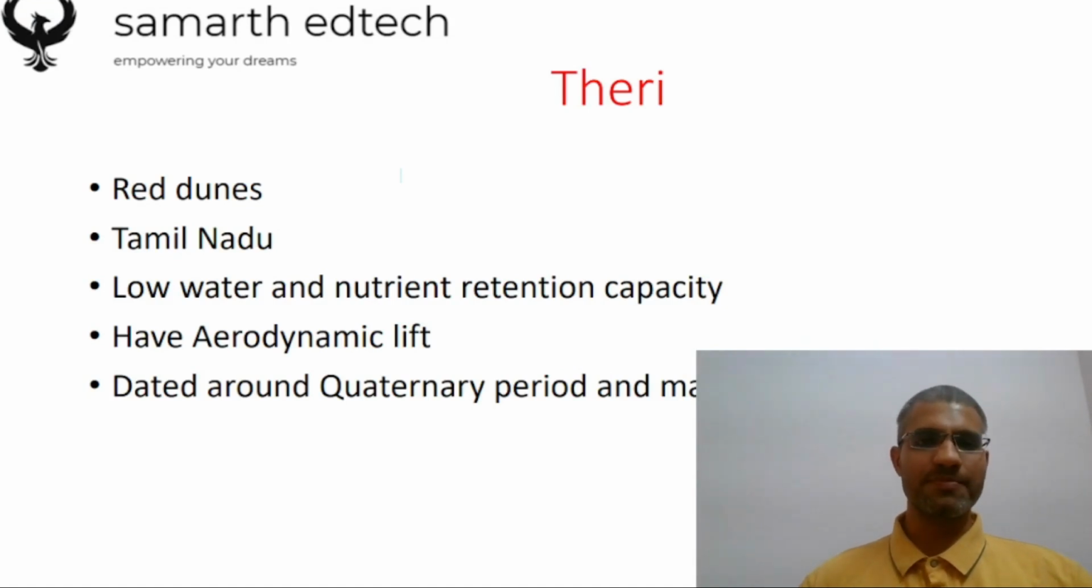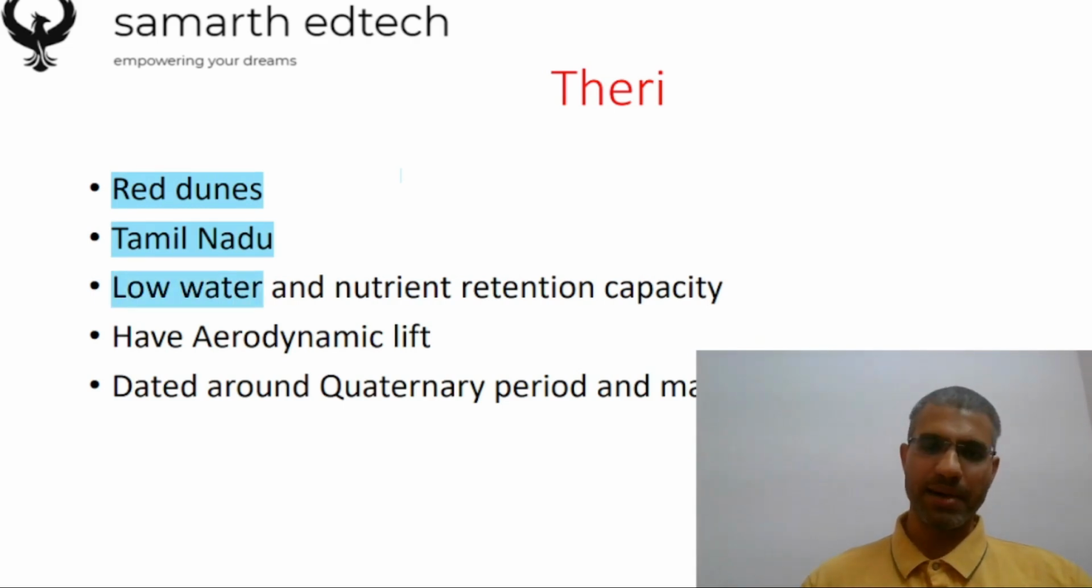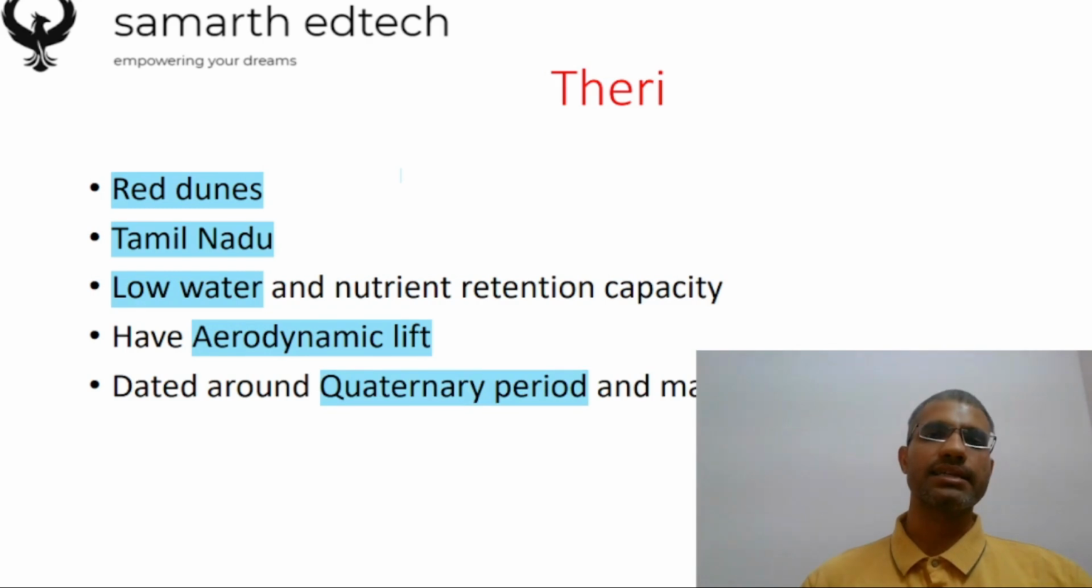The first topic is Theri. Now what is a Theri? It is a kind of sand dune which has a red color. That's why they are also known as red dunes. They are found in Tamil Nadu. This is another important aspect. They have low water retention capacity and low nutrient retention capacity. They also have an important aspect of aerodynamic lift, and they are dated around the Quaternary period in the geological time scale, and it is considered that they are made from marine deposits.